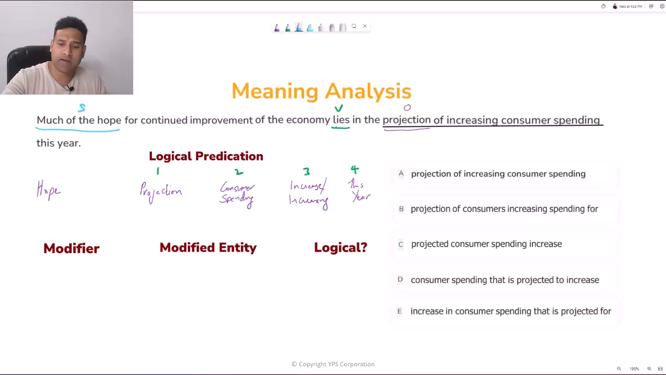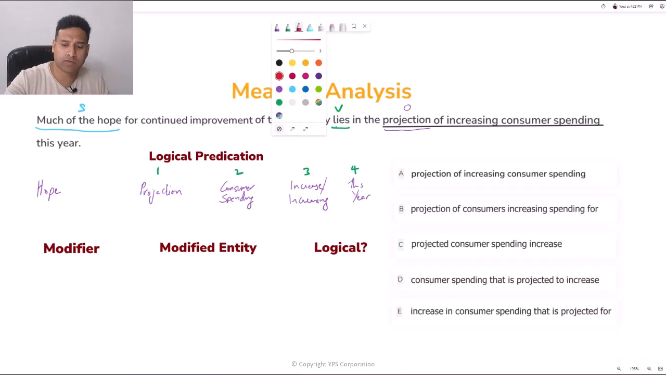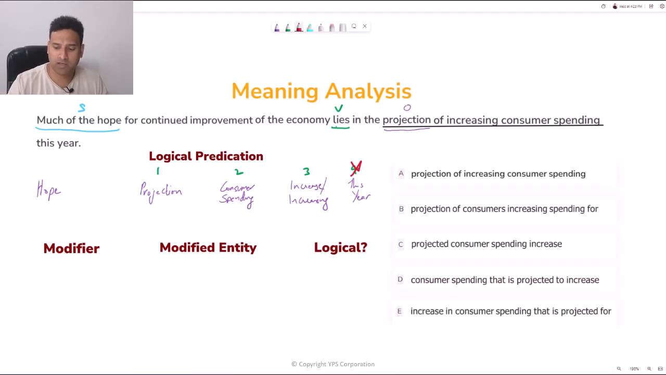Okay, so right off the bat, I'm easily able to eliminate two of these. Which are those two? Well, clearly, the hope does not lie in this year, right? The hope lies in one of the preceding three. Okay, does it lie in the projection? The act of projecting something? Of course not. So it has to be either in consumer spending, right?